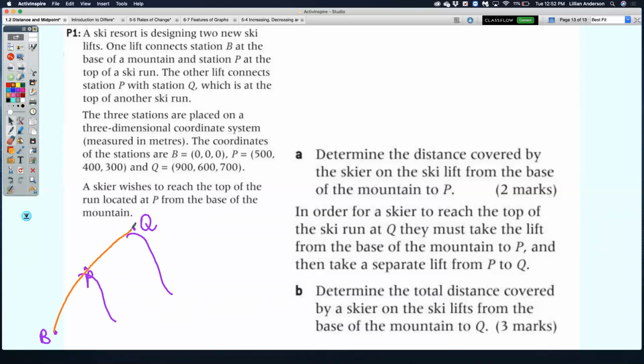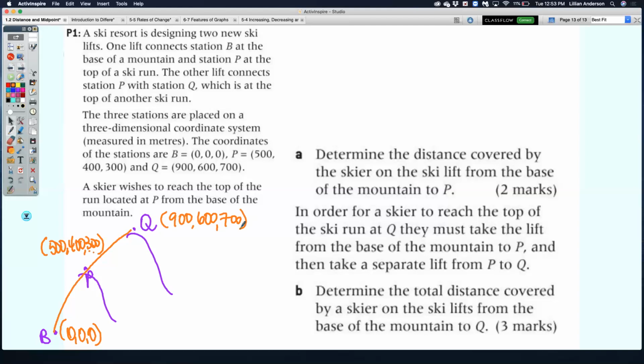Now, the 3 stations are placed on a 3-dimensional coordinate system. B is located at 0, 0, 0, which makes sense. It's the base of the mountain. P is located at 500, 400, 300. And Q is located at 900, 600, 700. A skier wishes to reach the top of the run located at P from the base of the mountain. Determine the distance covered by the skier on the ski lift from the base of the mountain to P.